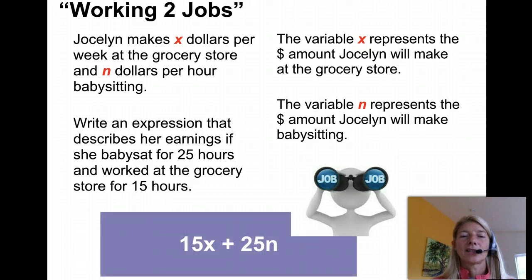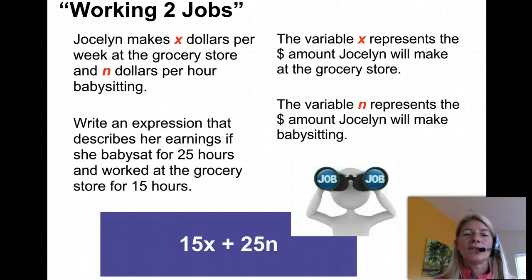So let's write this as an expression. We have 15 times x, so x represents the dollar amount she makes at the grocery store. We know that she works 15 hours at the grocery store, so 15 times however much she makes per hour. And we're going to add that to 25n, and n represents the dollar amount that she will make babysitting. So 25 hours that she works babysitting times however much she makes per hour will give us how much she makes.